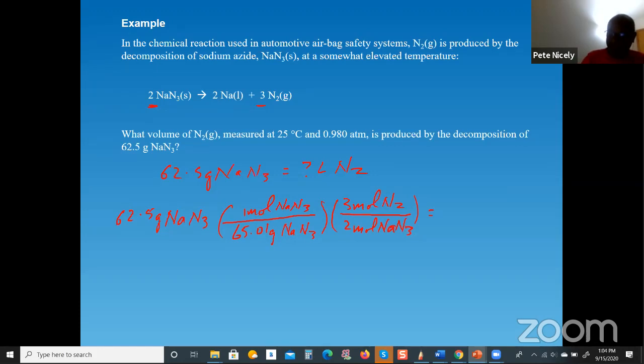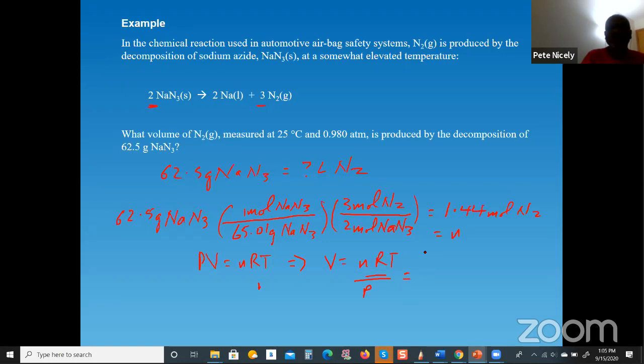62.5 divided by 65.01 times 3 divided by 2. The answer I got after rounding off to 3 sig figs is 1.44 moles of nitrogen. And this would be the n that would be in the ideal gas equation. Now remember, the ideal gas equation is PV equals nRT, right? What the question is asking for is V. So V would be equal to nRT over P.